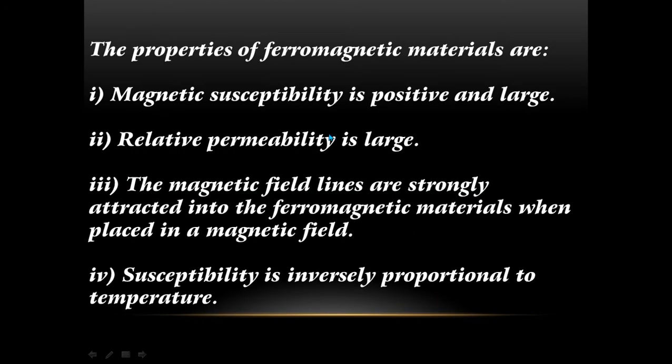Next important thing, we should know about the properties of ferromagnetic materials. There are 4 points. First, magnetic susceptibility is positive and large. Relative permeability is large. The magnetic field lines are strongly attracted into the ferromagnetic materials when placed in a magnetic field. The last one is that susceptibility is inversely proportional to temperature.